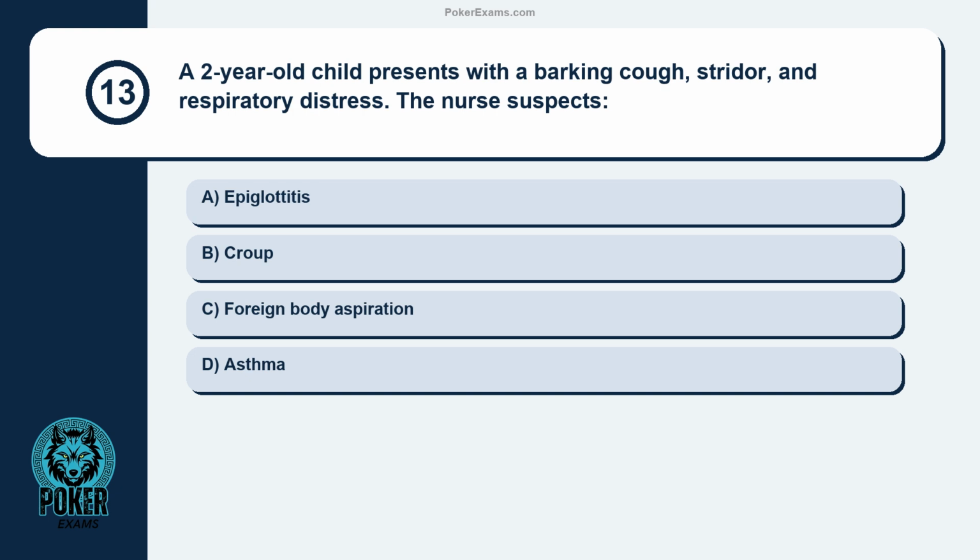Question 13. A 2-year-old child presents with a barking cough, stridor, and respiratory distress. The nurse suspects: epiglottitis, croup, foreign body aspiration, asthma.